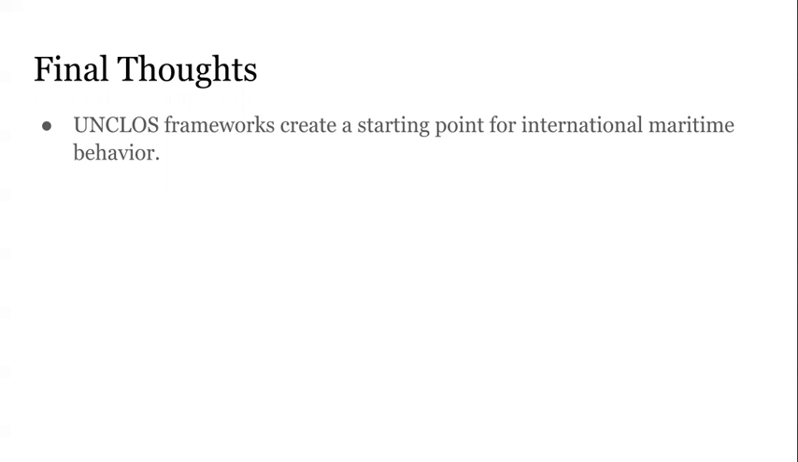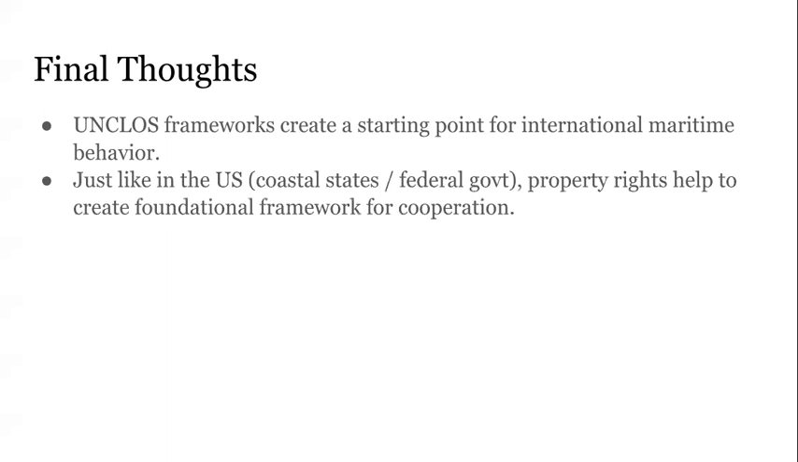So we can see how these legal frameworks and these lines create a starting point on how coastal nations adhere themselves to international norms, and they create the norms in many ways, these UNCLOS frameworks, and therefore create the expectations on how coastal nations act between each other. And just like in the US, between the coastal states and federal government, property rights help to create foundational frameworks for cooperation. So with those property rights and the acceptance of those property rights, we can start to develop policies, ways of behaving towards one another.